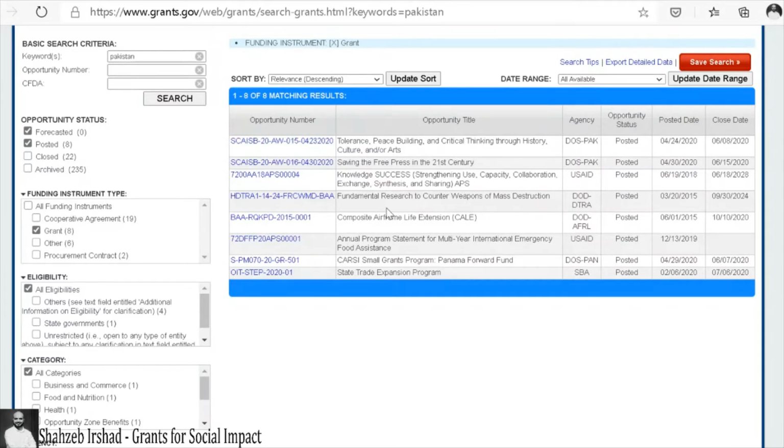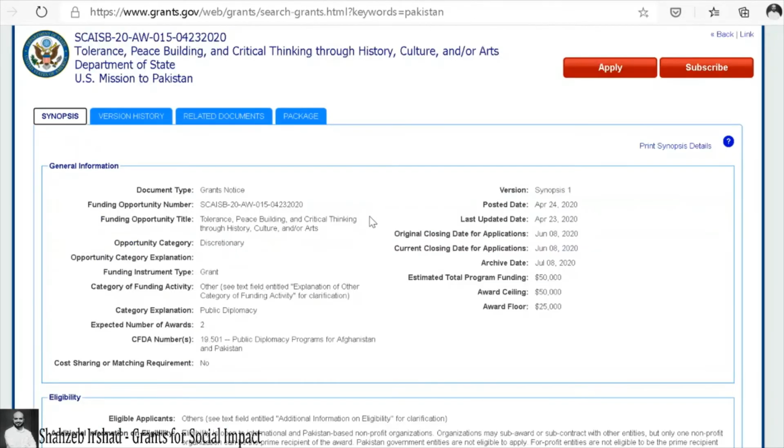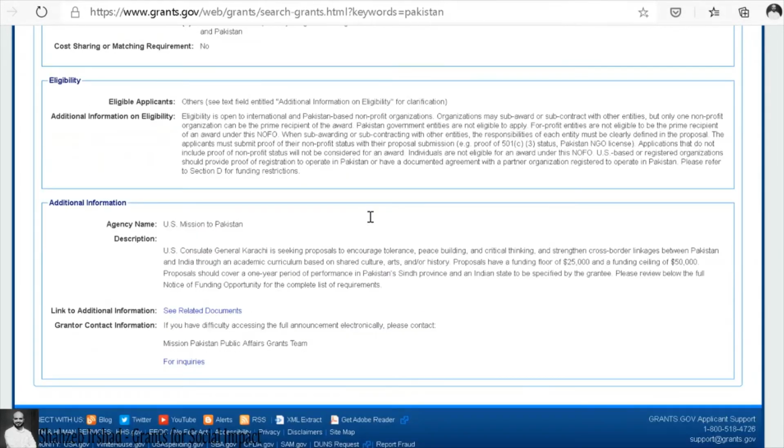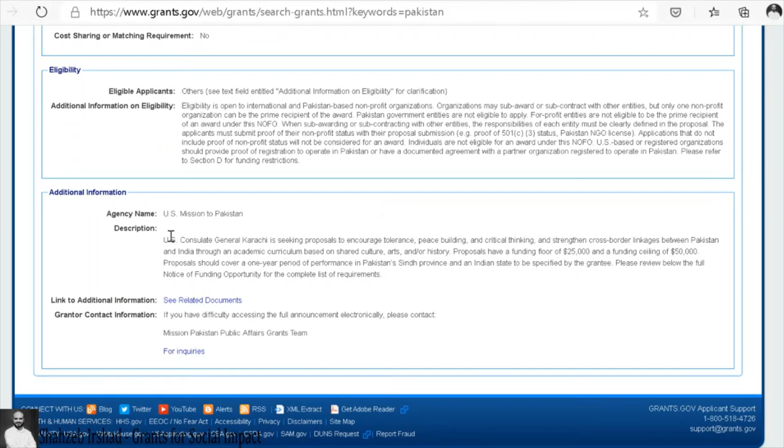So when I open this funding opportunity, the first thing that I do is go straight to the description. So this is the US mission to Pakistan, and specifically the US Consulate General Karachi.